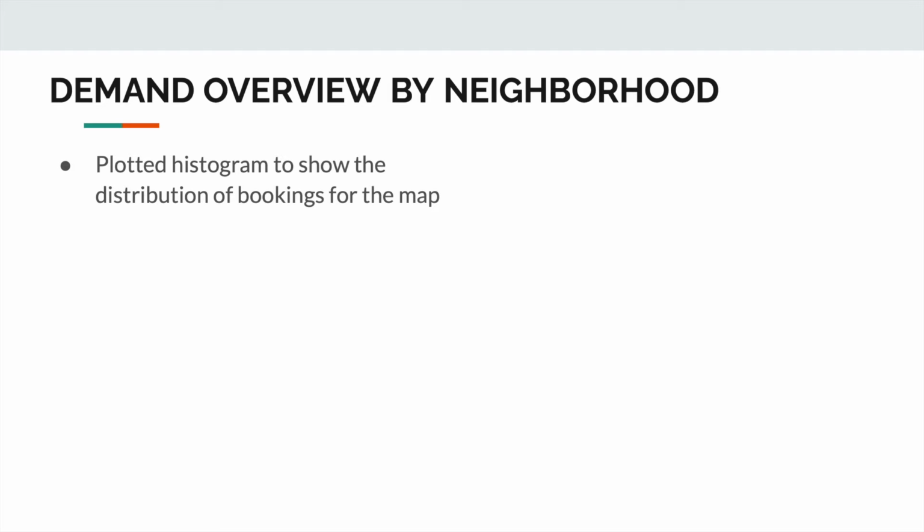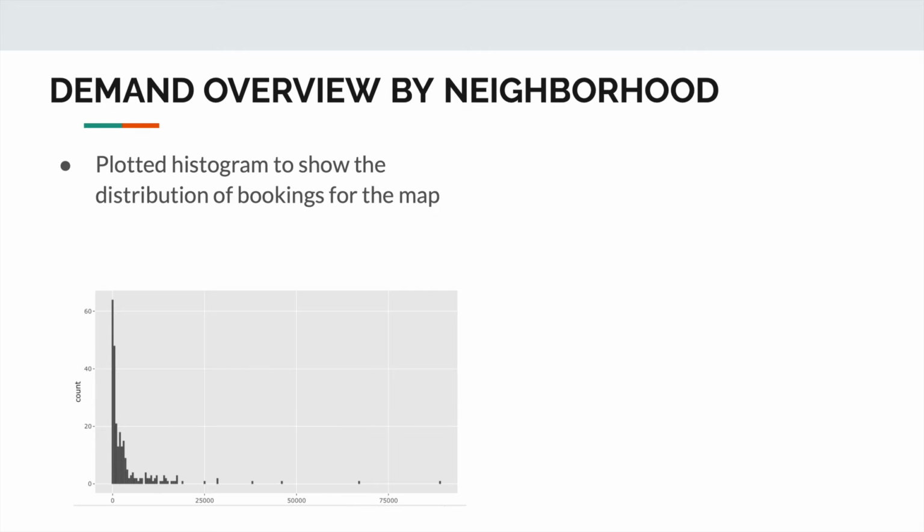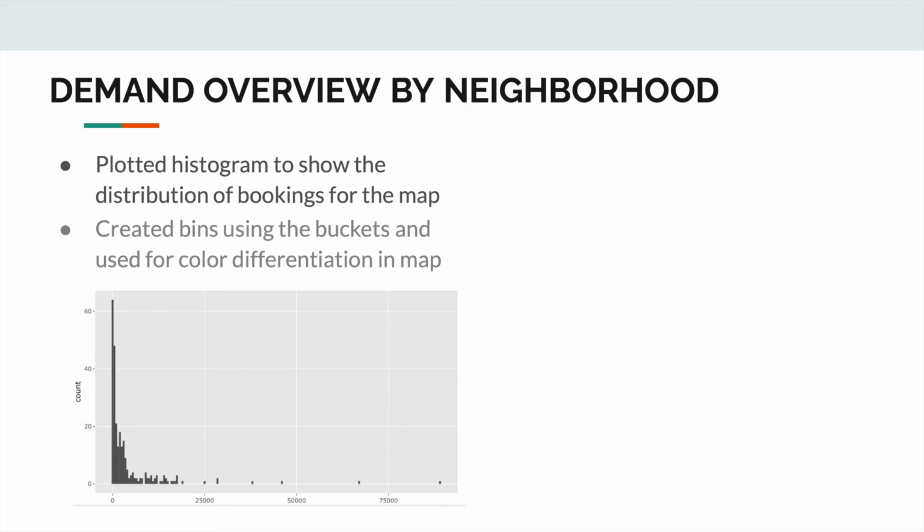To create the bins, we first plotted a histogram to understand the distribution of bookings. And then using the histogram, we were able to identify appropriate bins, which we then used to bucket bookings and encode the demand differences on the map. In addition, we removed the background and axes so that the map was the sole focus.